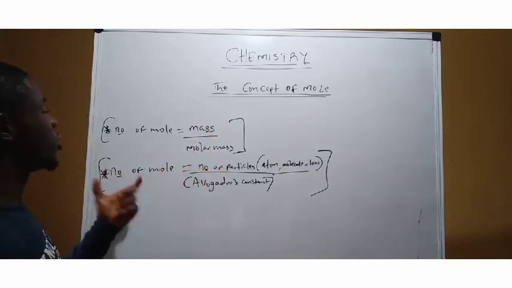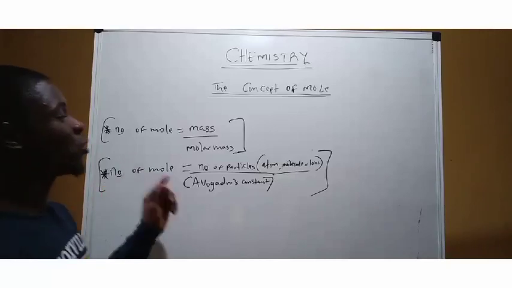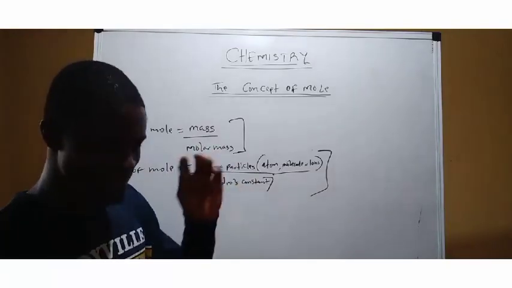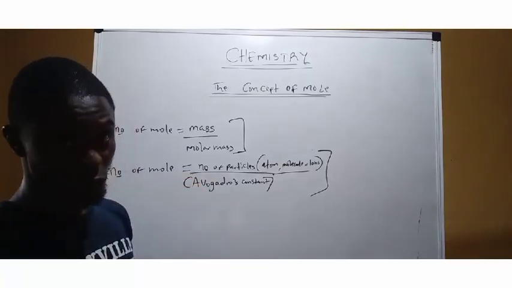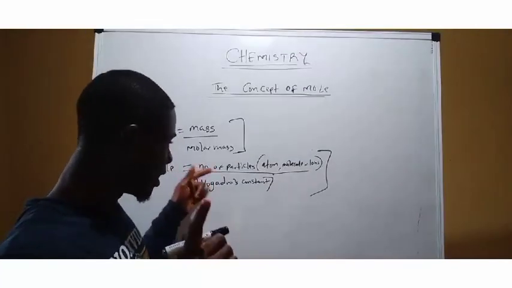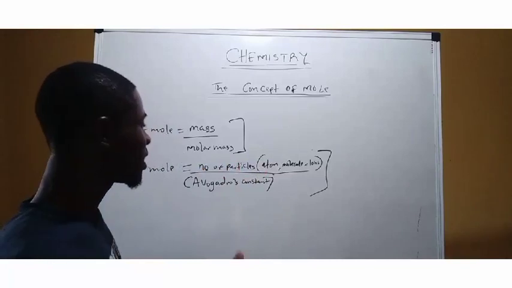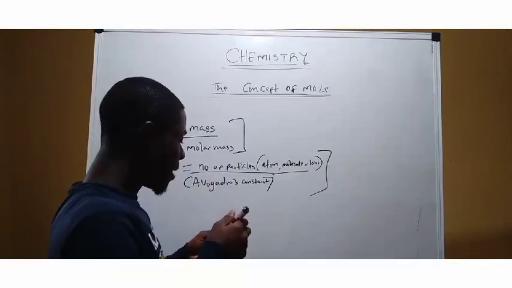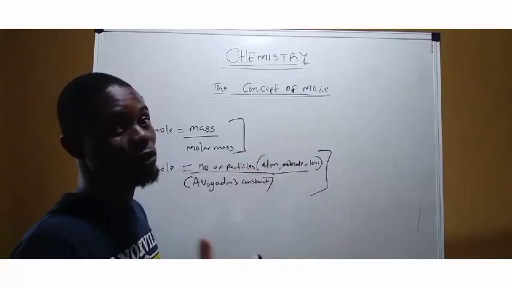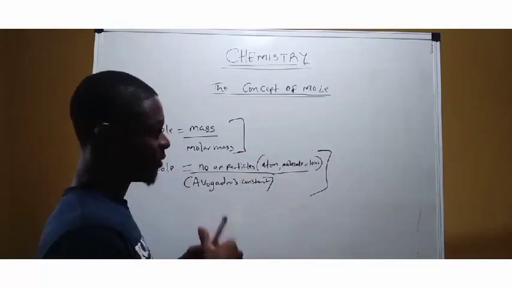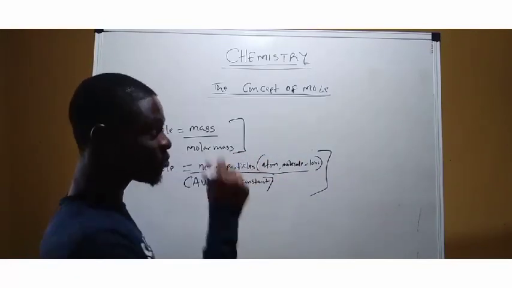And also, the number of moles of a particular substance is equal to the number of particles of that substance divided by Avogadro's constant. When we say number of particles, it can either be the number of atoms, the number of molecules, or the number of ions present in that given substance. So let's quickly look at this.